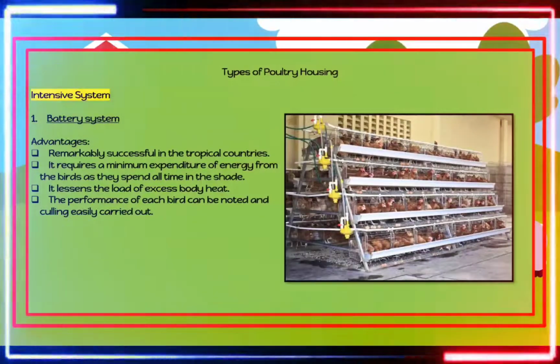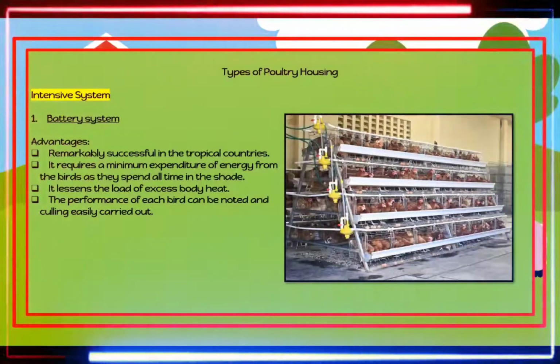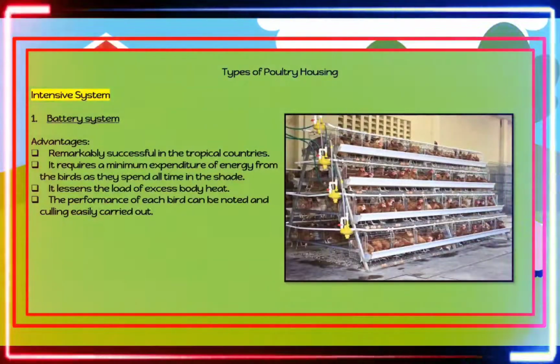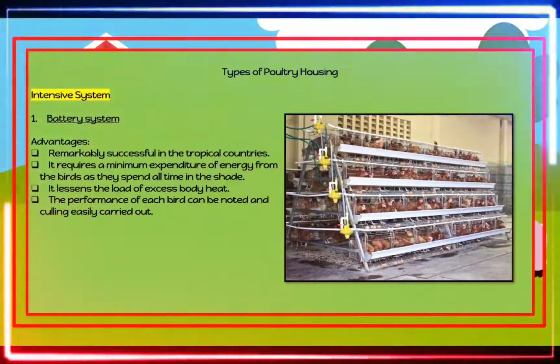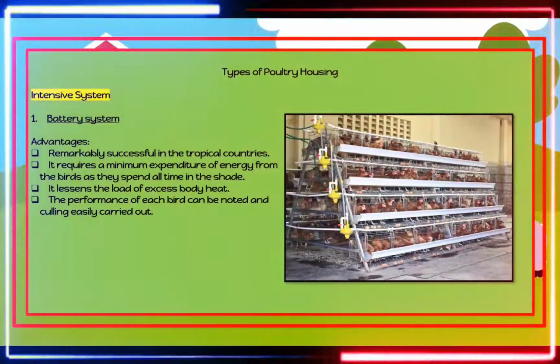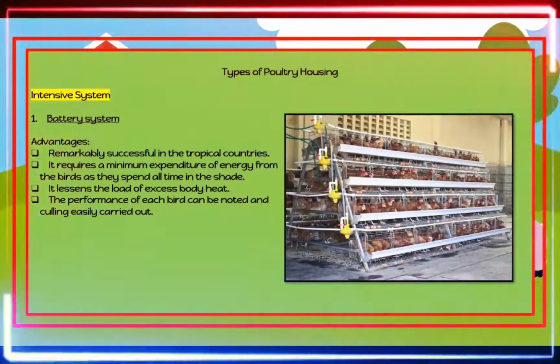The advantages of the battery system. 1. It is remarkably successful in the tropical countries. 2. It requires a minimum expenditure of energy from the birds as they spend all the time in the shade. 3. It lessens the load of excess body heat. 4. The performance of each bird can be noted and culling easily carried out.